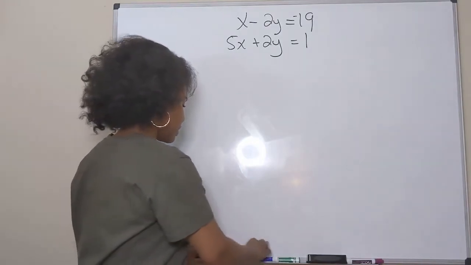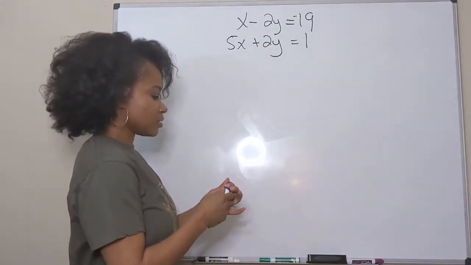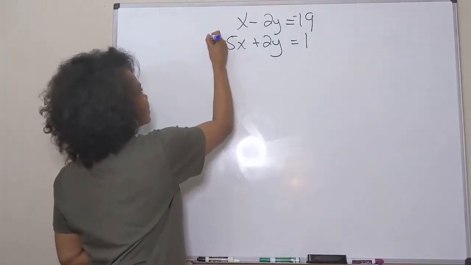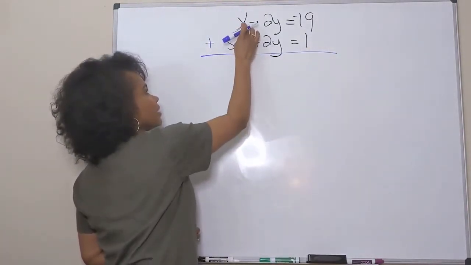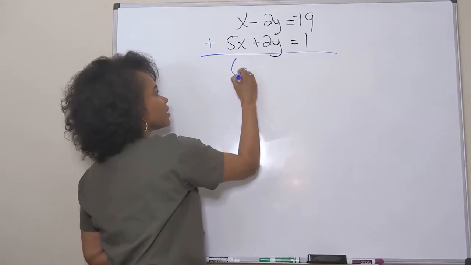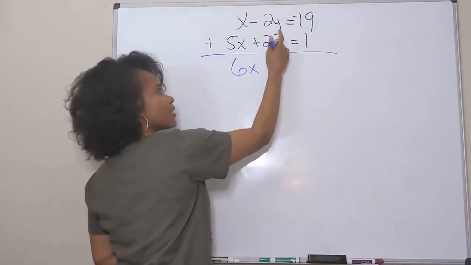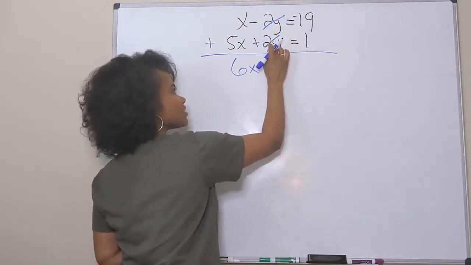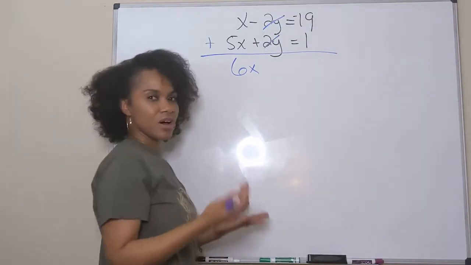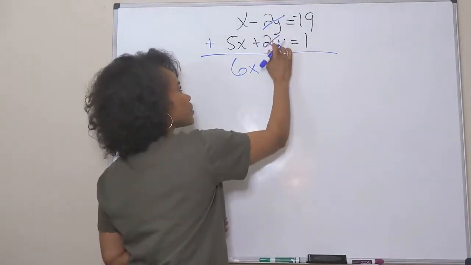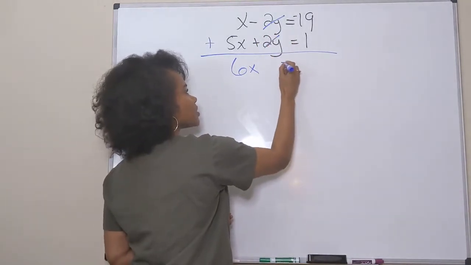I'm just going to use a different color to distinguish my work from the problem. So I want to solve it vertically. I'm going to add x plus 5x, that is 6x, and negative 2y plus 2y cancels out. That gives us 0. That's what we want. We want to eliminate one of those variables so we can solve for the other one. In this case, we're eliminating our y value first, so that is just 0.